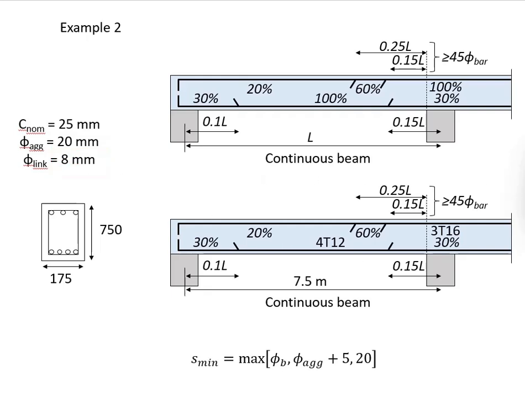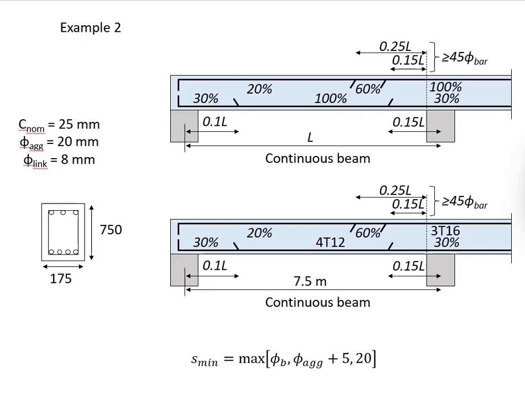Let's say now you have done designing the beam. You will need at least 3T16 as the top reinforcement bar at the interior support. And then you need 4T12 as the bottom reinforcement bar at the mid-span. Based on the amount of reinforcement bar given, we will try with these arrangements of the reinforcement. This is conditional on the minimum bar spacing being fulfilled.